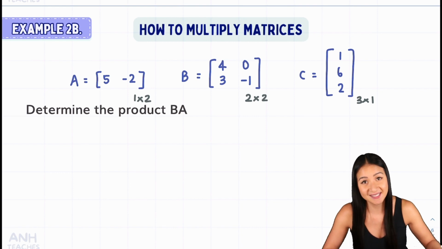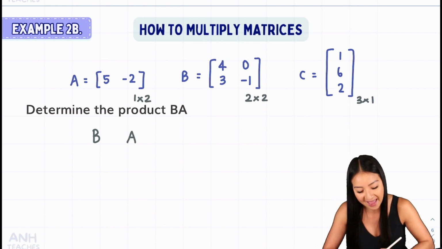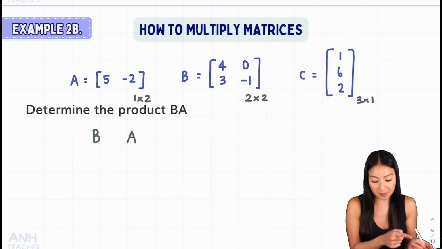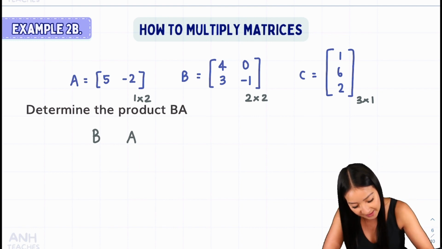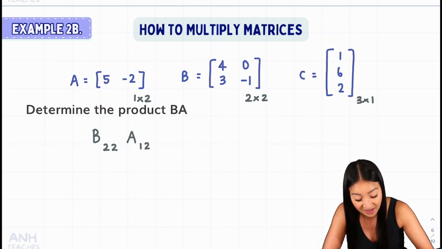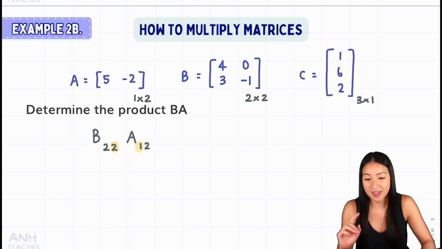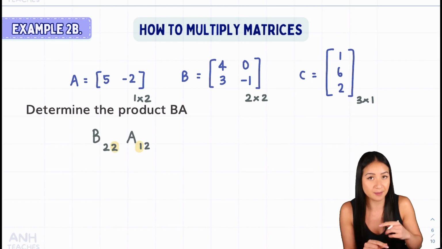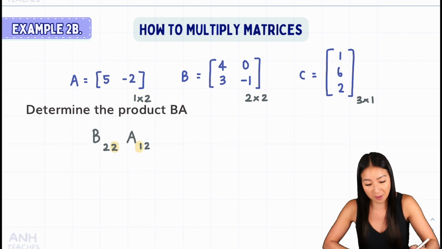So this question is asking us to determine the product BA. So B is being post-multiplied by A, or A is being pre-multiplied by matrix B. And in this particular case, matrix B and matrix A cannot be multiplied because these inside values are not the same. The number of columns in the first matrix does not equal the number of rows in the second matrix. So product BA cannot be determined.